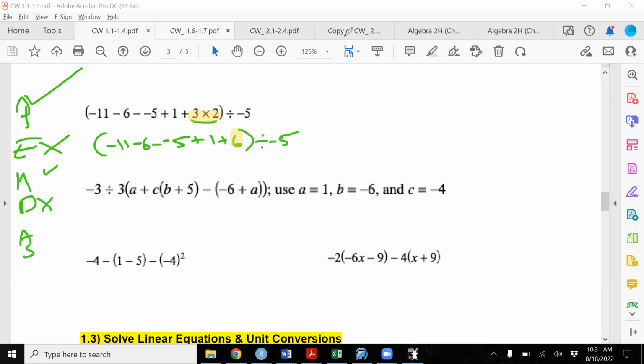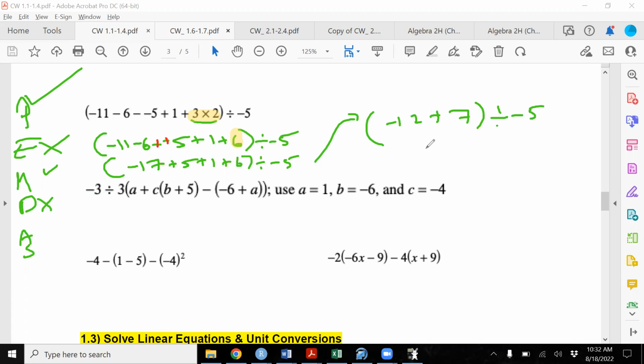Now I'm going to make that a plus, because you're minusing a negative. And I'm just going to go from left to right. If I go from left to right, I get negative 17 plus 5 plus 1 plus 6. So negative 17 plus 5 plus 1 plus 6. And then at that point, it shouldn't be that hard. That should be negative 12 plus 7. And then negative 8 divided by negative 5. Is that right? No, negative 5 divided by negative 5. And then I get 1. Should get 1 for that.